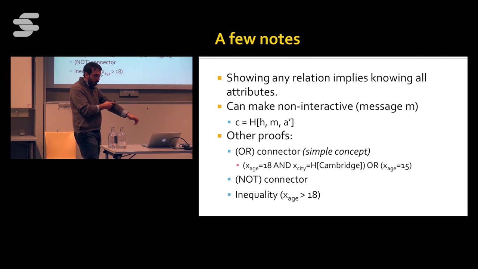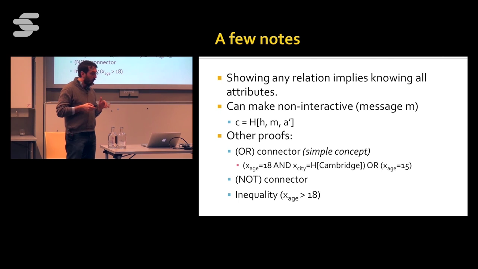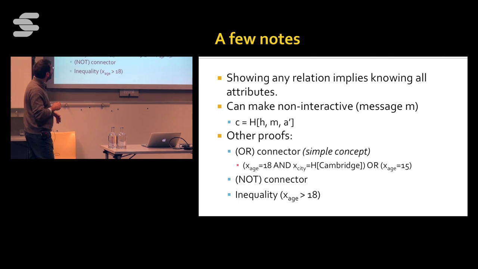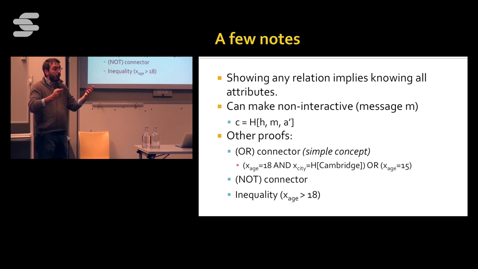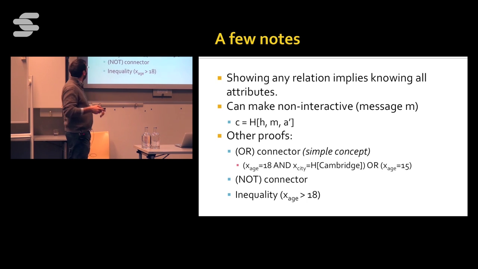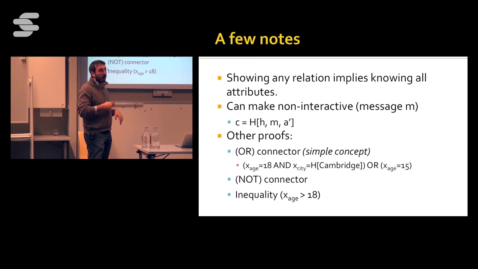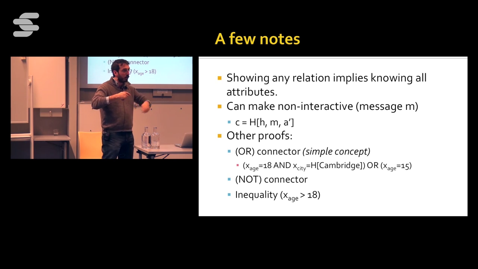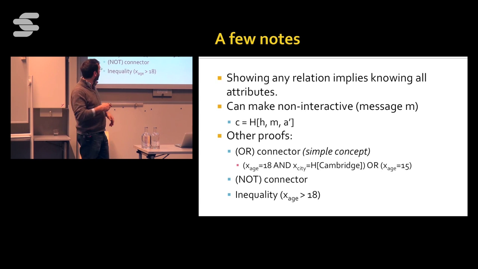Okay, cool. Now, what have we got so far? We basically have a simple showing protocol. Showing any relation between these attributes proves that you know all these attributes. That's cool. You can make it non-interactive. We don't need to interact between the prover and the verifier. We can just send the verifier some stuff and they will be convinced.